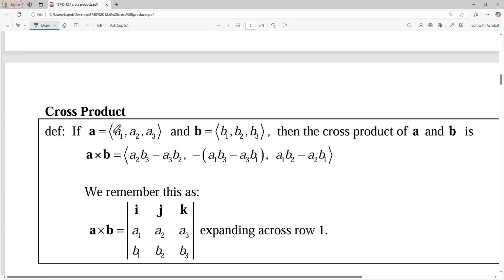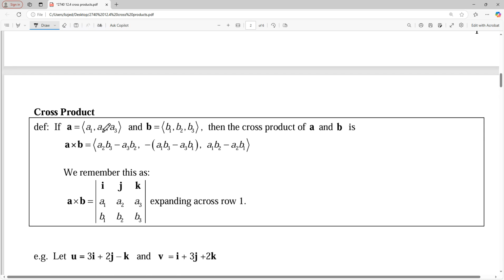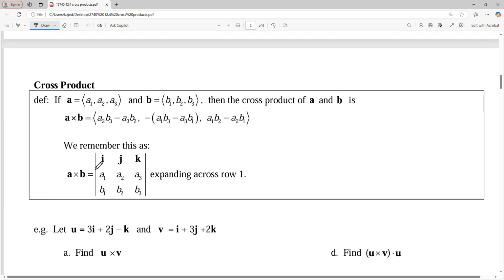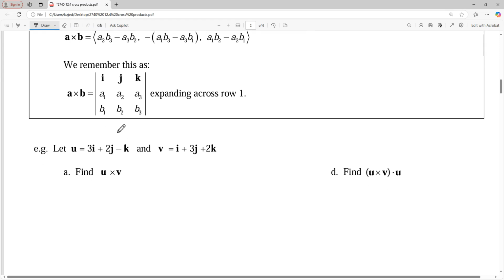If I have two vectors, let's call them A and B, I can set them up in a matrix like this, where I put i, j, and k along the top, and then I do A1, A2, A3, B1, B2, B3, and then we expand along row 1. This, by definition, is the cross product.